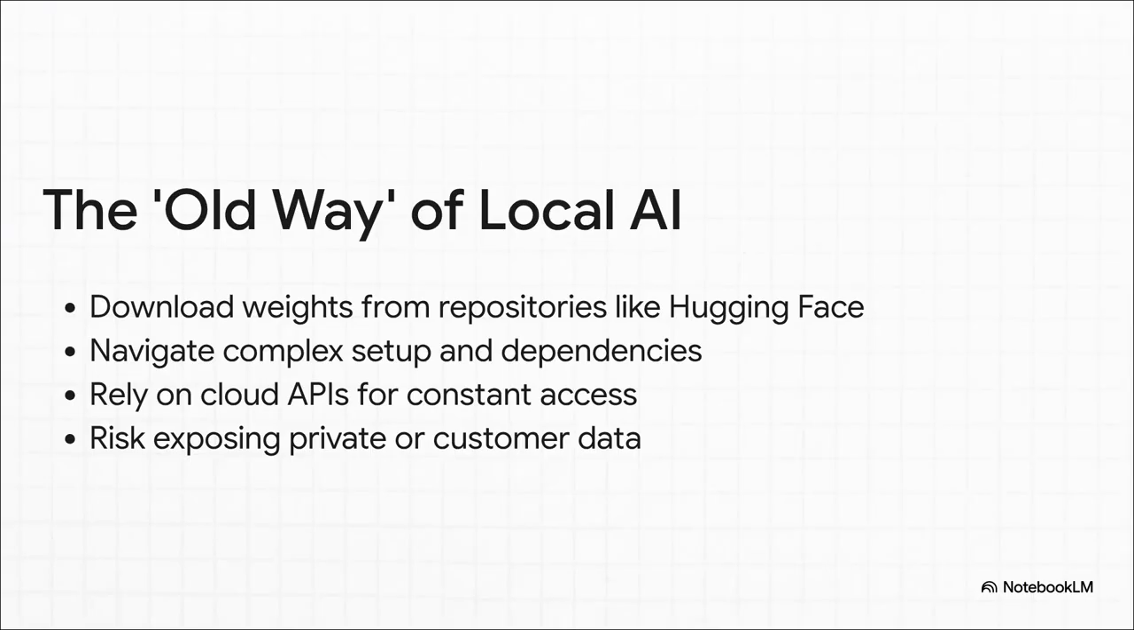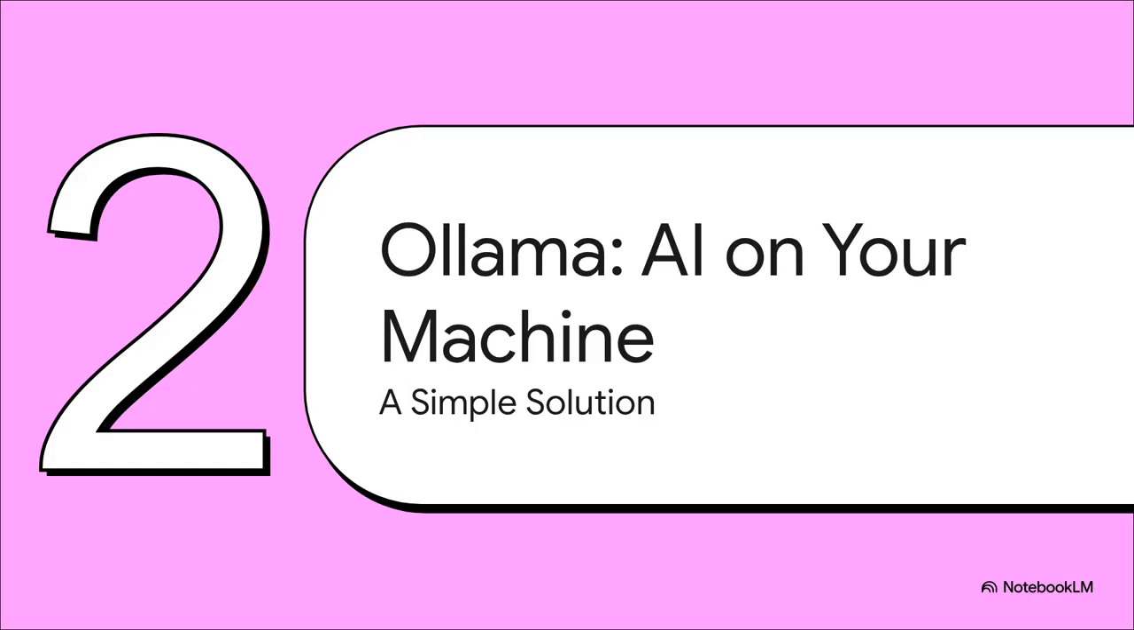Now, if you've ever tried to run a model locally the old way, you know it's a massive headache. You're digging around places like Hugging Face for the right files, you're wrestling with these super complex setups and dependencies, and you still often need an internet connection to hit some cloud API. All the while, you're just hoping you don't accidentally expose some private customer data. It's not great. But what if I told you there's a new way? A simple, open-source solution to all of this. It's time to talk about Ollama and how it gets these incredible AI models running right on your own machine.